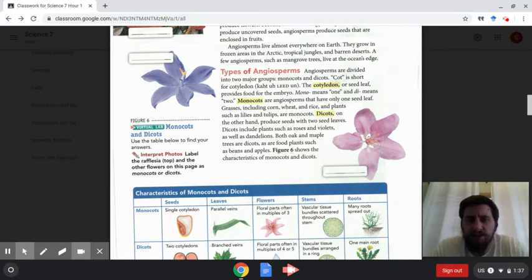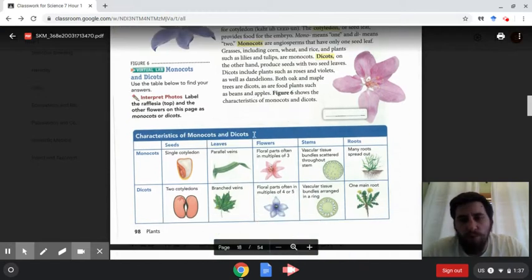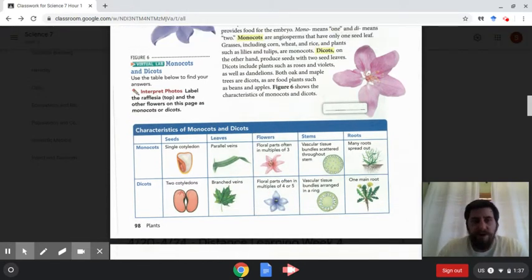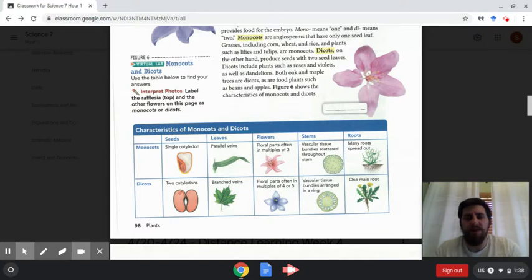Dicots, on the other hand, produce seeds with 2 seed leaves. Dicots include plants such as roses and violets, as well as dandelions. Both oak and maple trees are dicots, as are food plants such as beans and apples. Figure 6 shows the characteristics of monocots and dicots. I don't really need you to know these very fine details of what a monocot and a dicot is, just that you know that they're there, and it's a way to classify within the angiosperm tree of plants.